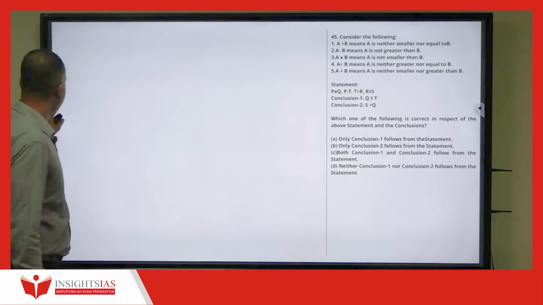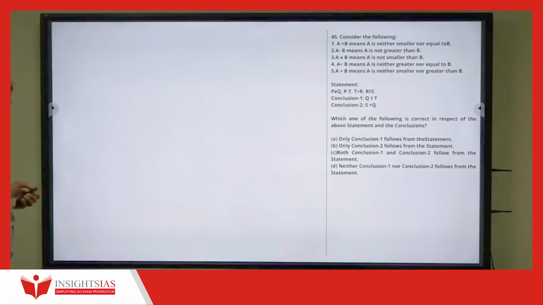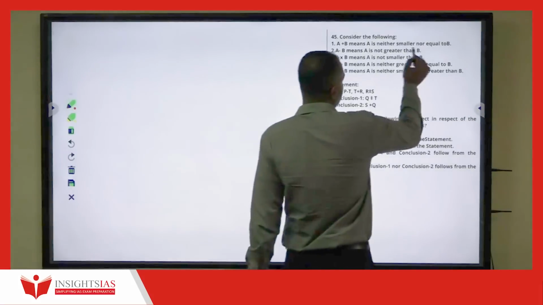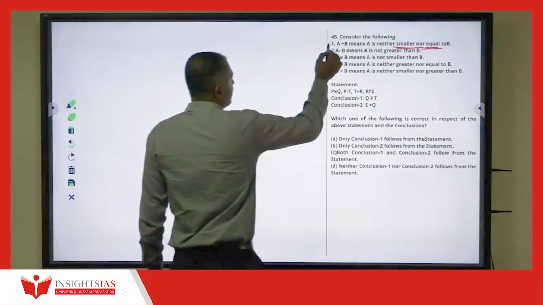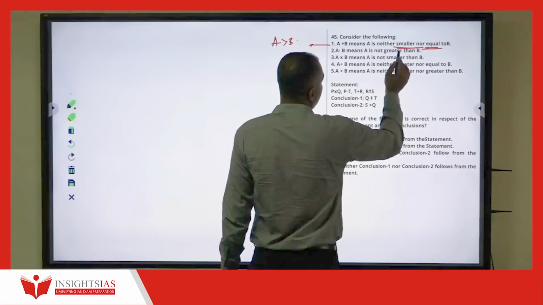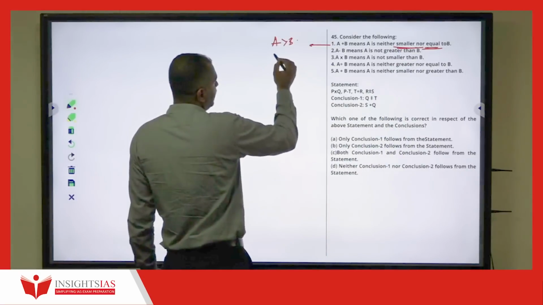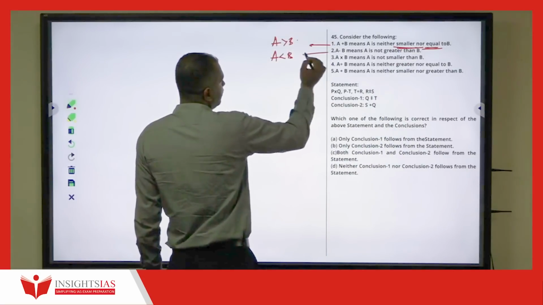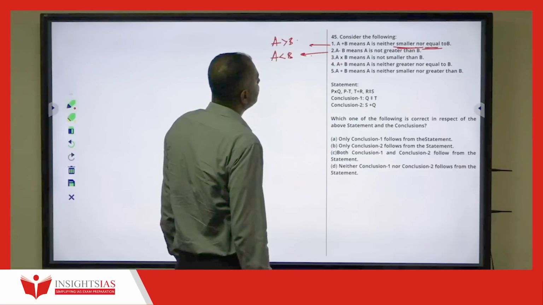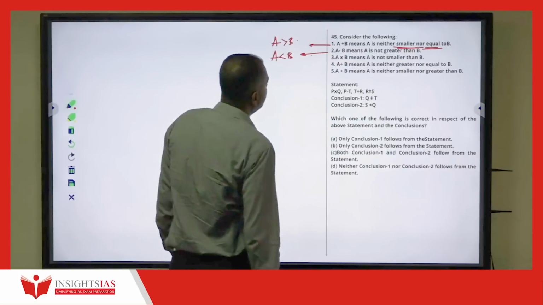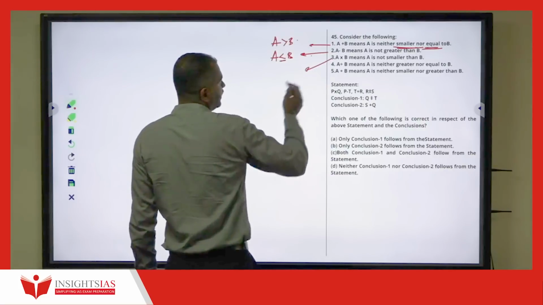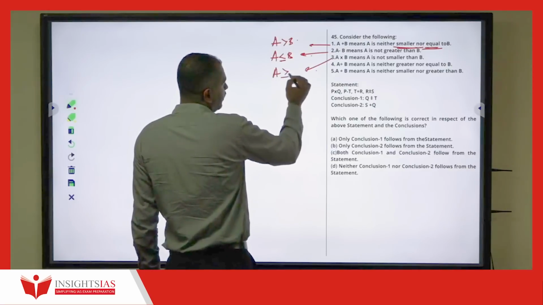This is a pretty simple question, inequality. Okay, we have done this in class itself. A plus B means A is neither smaller nor equal. Neither smaller nor equal means it has to be greater. Okay, this means A greater than B. Then A minus B means A is not greater than B. Not greater than means it has to be A smaller than B. Then A into B means A is not smaller than B. Not greater means it has to be smaller or else equal. In this case, not smaller means it has to be greater than or equal to.